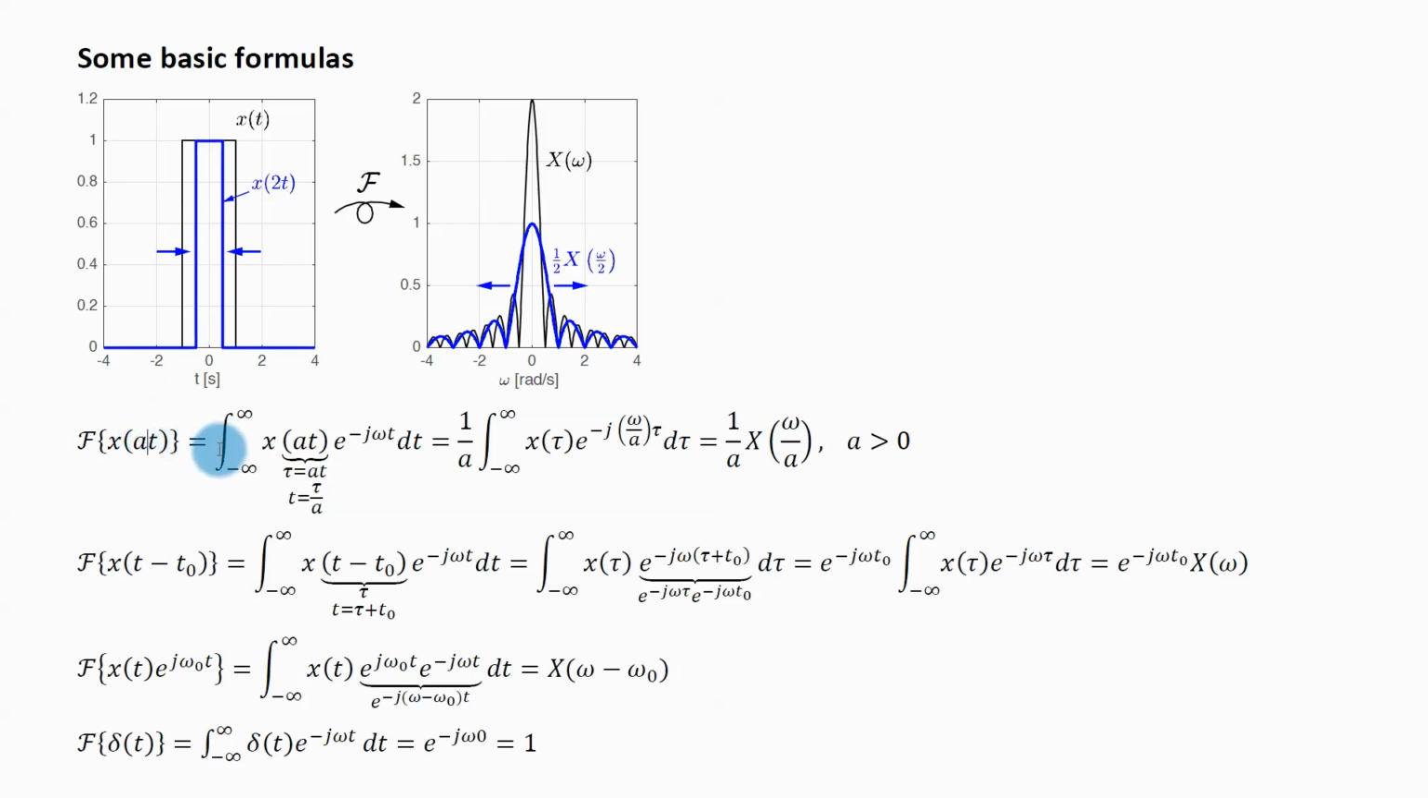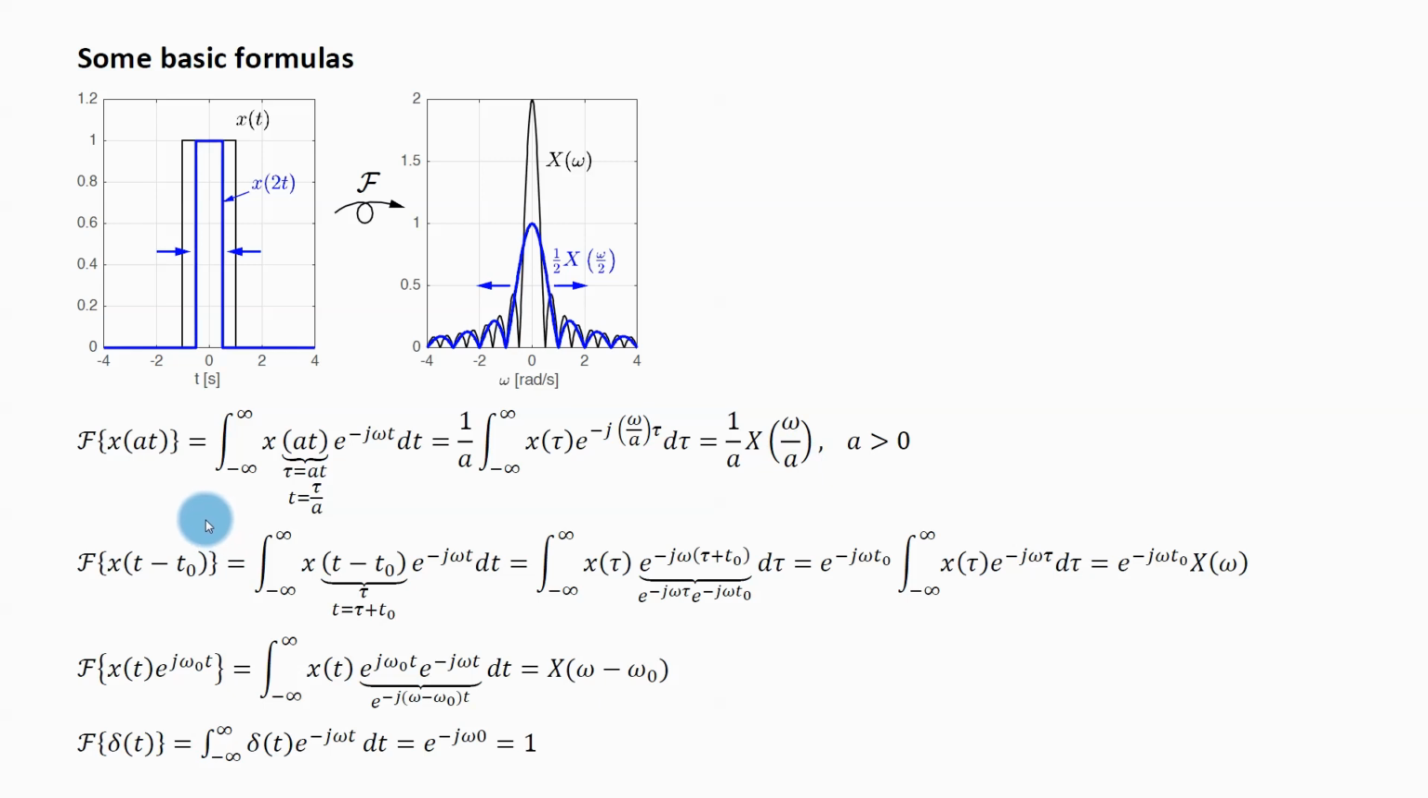To analyze this, we need to write down the definition of the Fourier transform and substitute the signal. Then we need to make this simple substitution. When we do that, we get this integral, which is essentially just a continuous time Fourier transform of this signal, except now it is being evaluated at frequency omega over a. So what we get is the spectrum except at frequency omega over a.